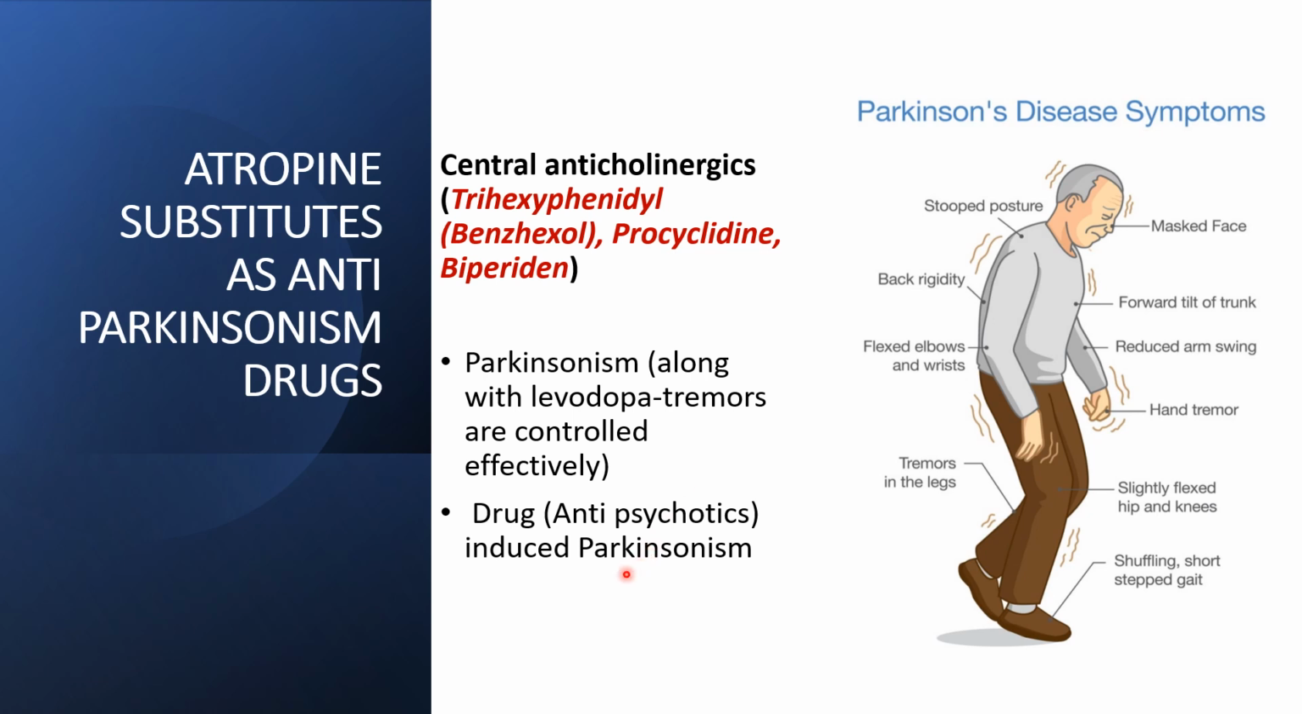These drugs are the drugs of choice in drug-induced Parkinsonism. Drugs like antipsychotics act as antagonists on D2 receptors, which can produce drug-induced Parkinsonism as a side effect. In this condition, levodopa cannot be used because all the dopamine receptors will be blocked by these antipsychotics. So these central anticholinergics play a major role in the management of drug-induced Parkinsonism.